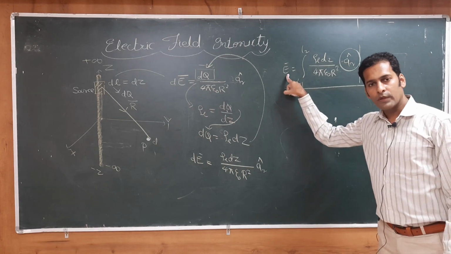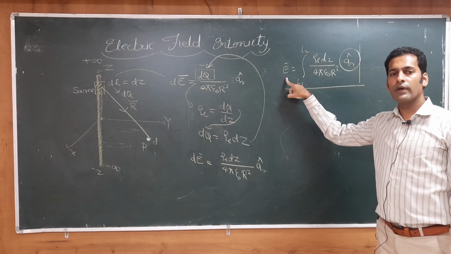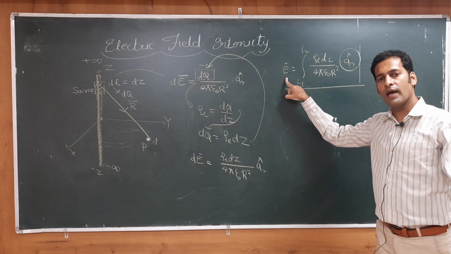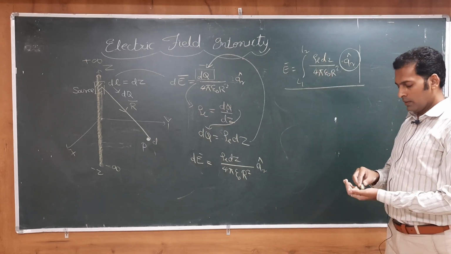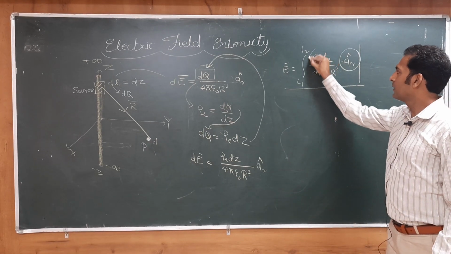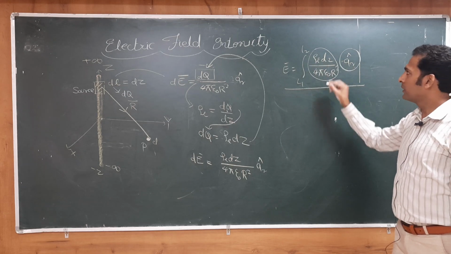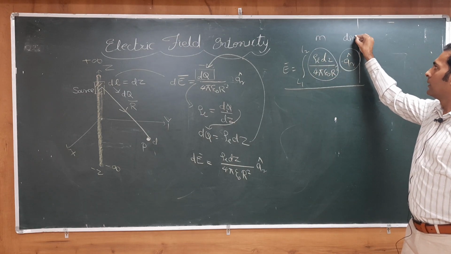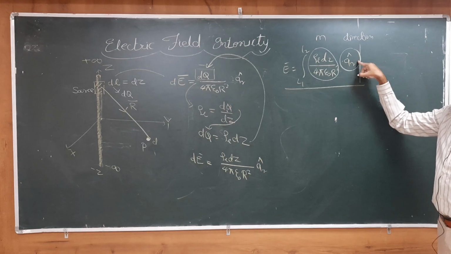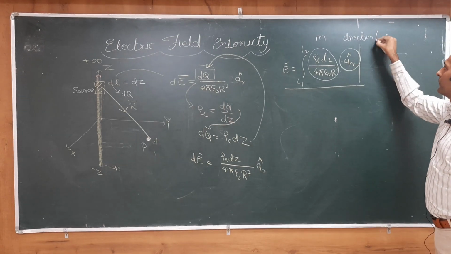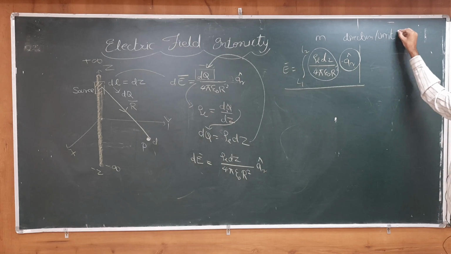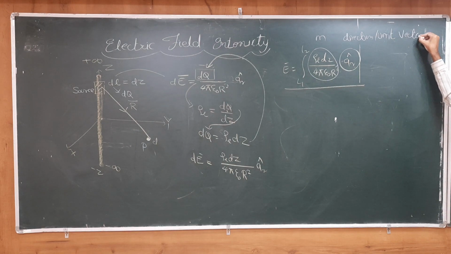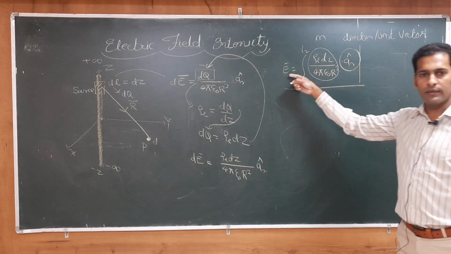This is E bar, the vector. What is the definition of a vector? It is magnitude into direction. So in this, one part is magnitude and this is direction. It is also called the unit vector. We have to remember these names. So this is the unit vector, or direction of this vector.